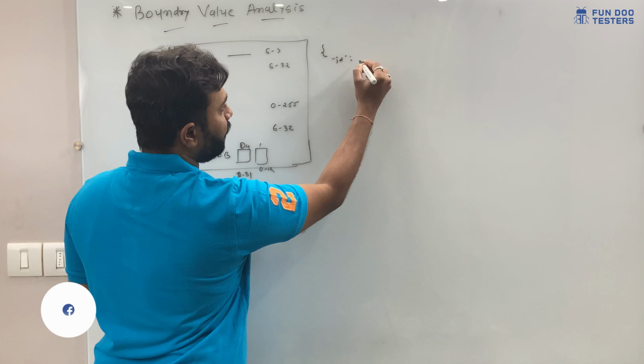Basically, boundary value analysis means we are given a range, a min value and a max value, which will be our boundary. So for example, for any field, let's say we are working on a password field. As a validation, an end user can enter 6 to 32 characters. Let's assume they can enter 6 to 32 characters.